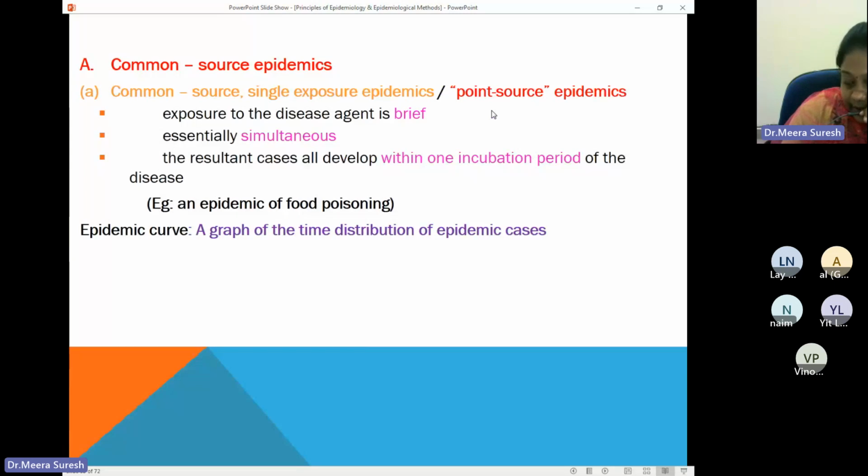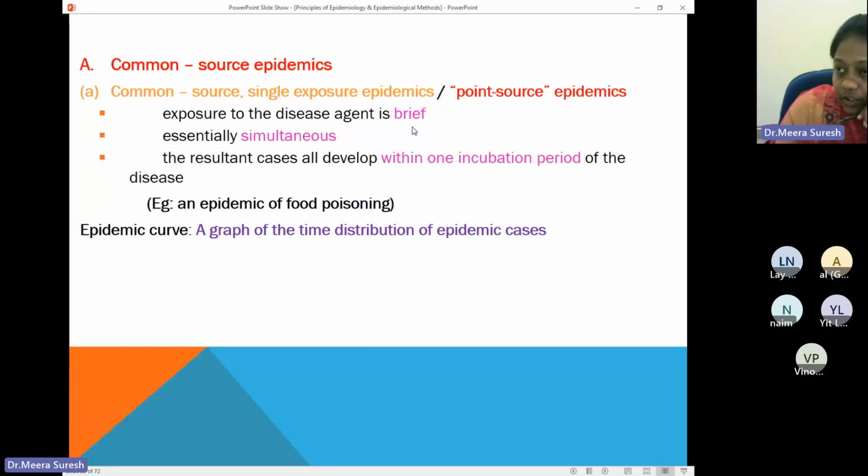One particular restaurant. You all had that infection from that particular point source. And the exposure was very brief. It was not that you were having food from there every day. It's just one time you went there, and it was a brief exposure, like that event, the party you went to, or a marriage reception you're going to.